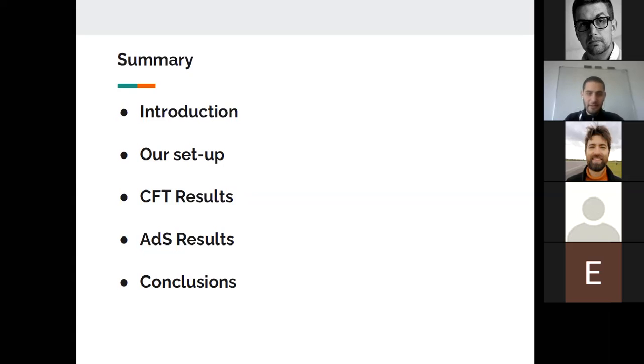Once the setup is clear, then we're going to revise what results we got on the CFT side and what results we got on the AdS side. And maybe the AdS side will allow us to do some more fine computation. And then we're going to wrap it up with some conclusions.